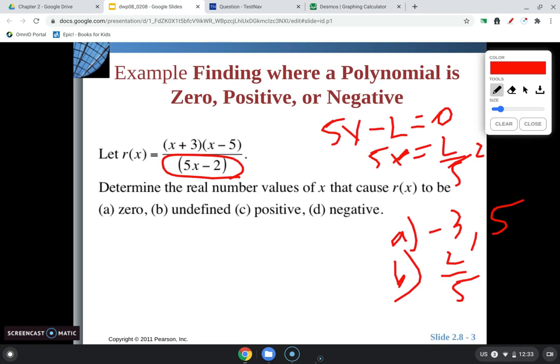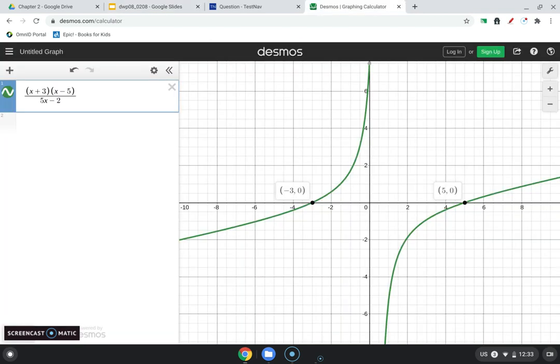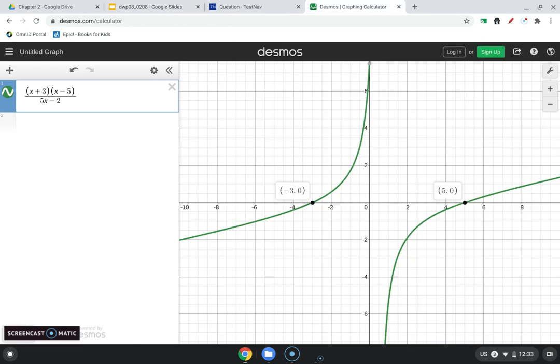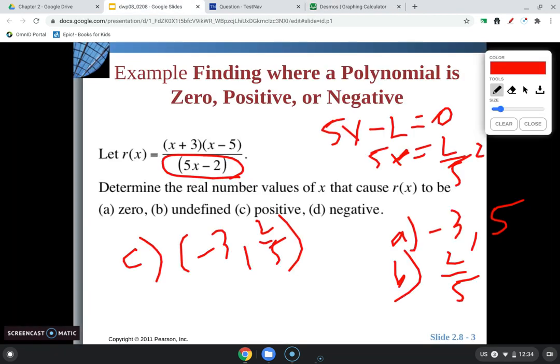Okay, and then C, positive. Well, where is this thing positive? It's positive from -3 to the asymptote at 2/5. So from -3 to 2/5, it's positive. And then it's also positive out here to the end from 5 to infinity. And by positive, I mean above the x-axis.